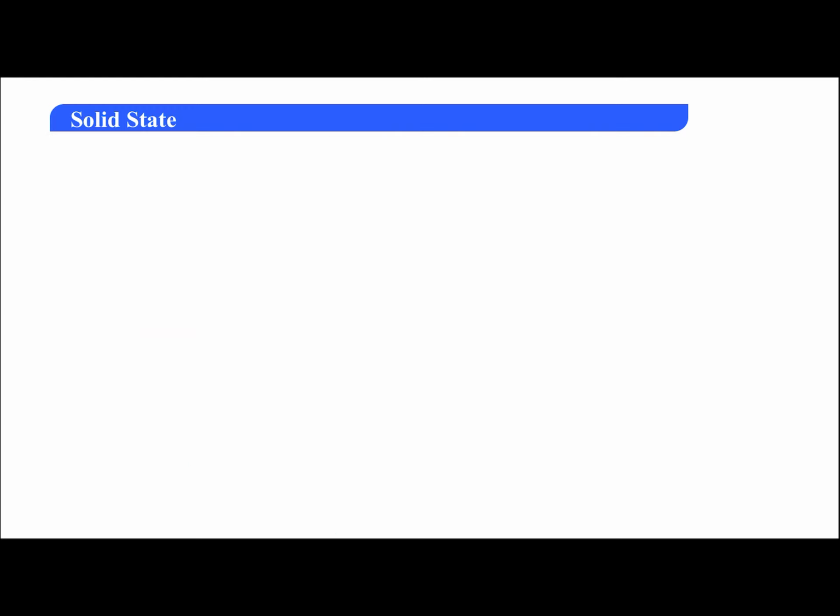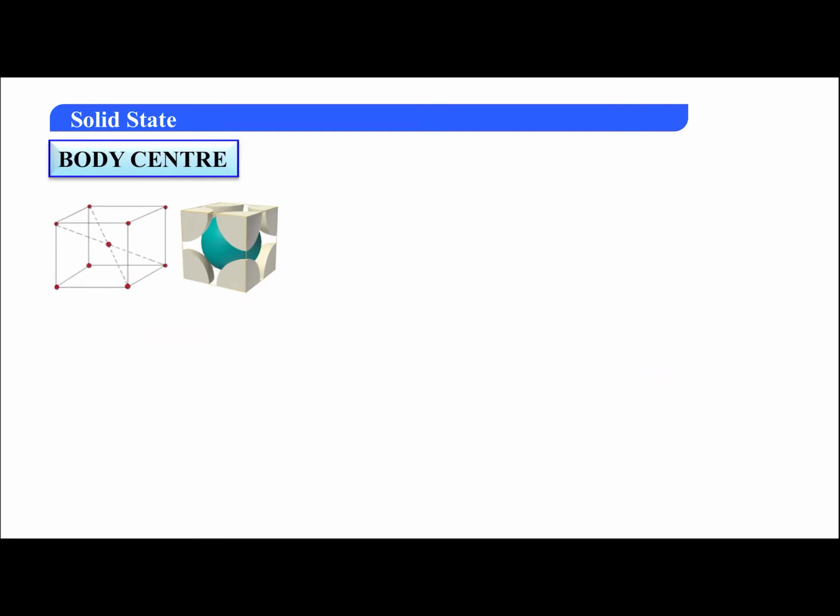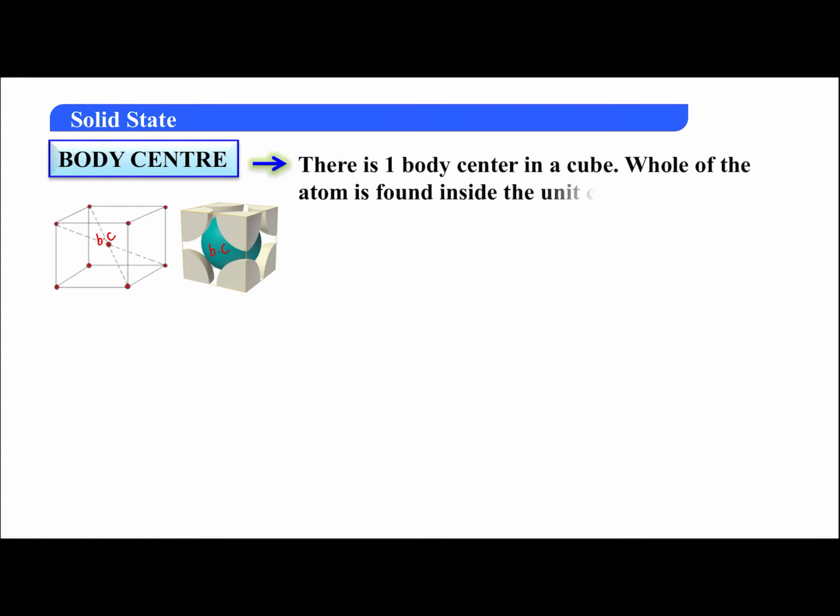We go to the next discussion, body center. This is the body center. There is only one body center in the cube. So, the entire body center is present in the unit cell. So, its contribution is 1. It is entirely present in the unit cell only. So, body center contribution is 1.